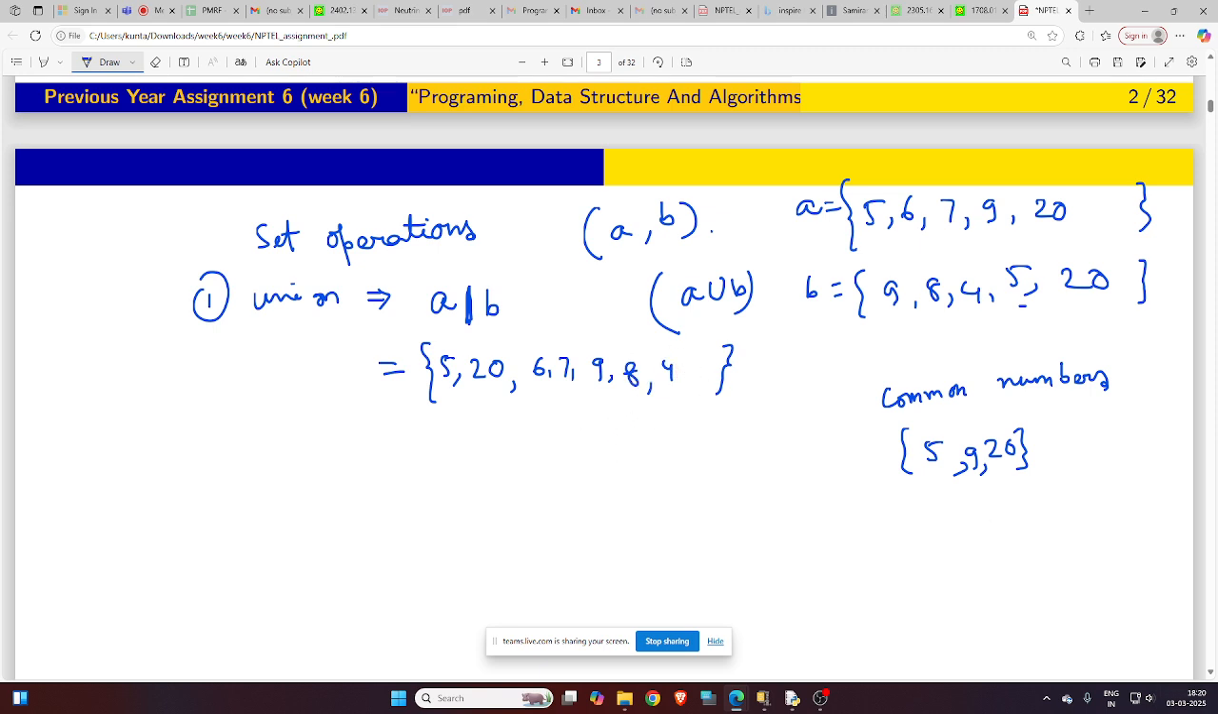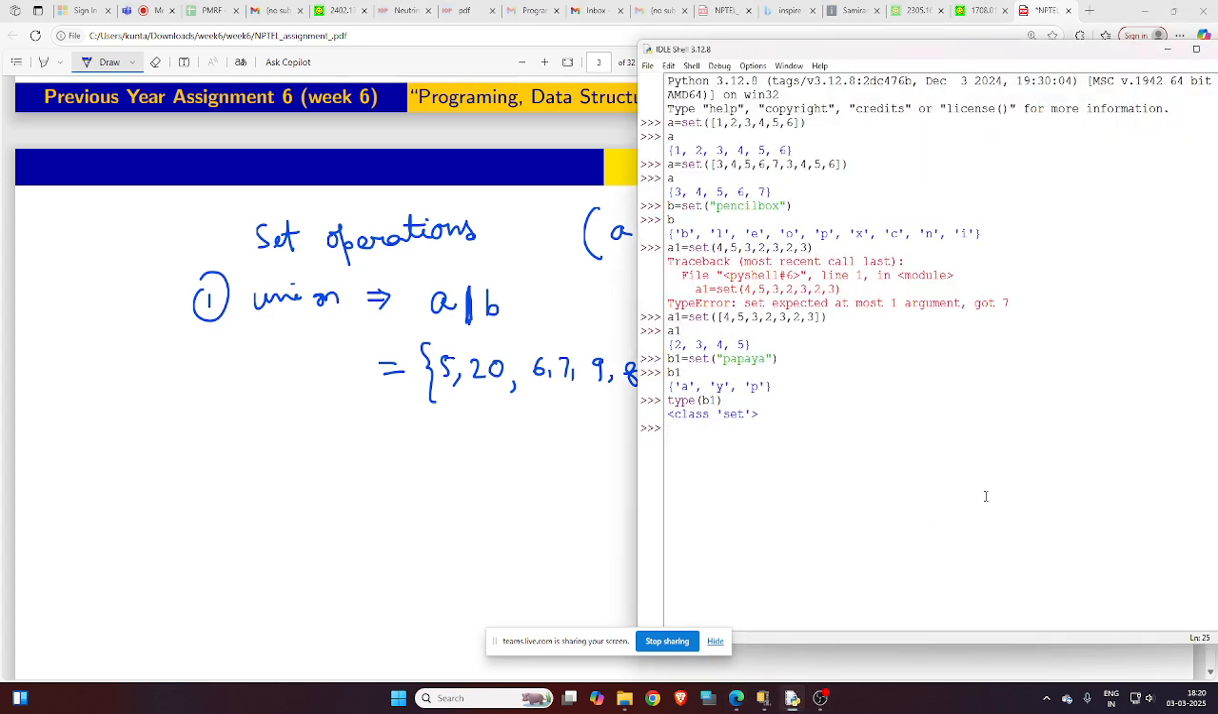So let me write here side by side. Let's say I am having A equals set of a list of numbers, and the list of numbers are, let's say, 5, 6, 7, 9, 20. So this is one set, and then B equals set of 9, 8, 4, 5, 20. Okay, so these are the numbers.